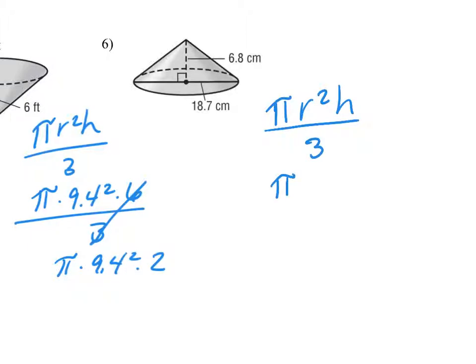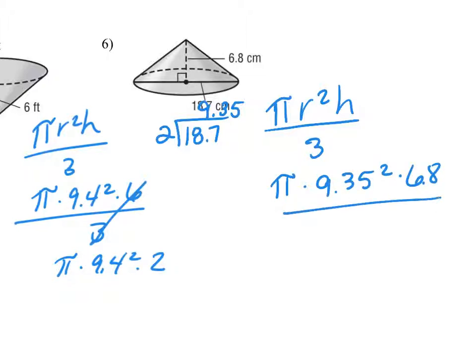Okay, and then this last one is pi r squared h divided by 3. And it's going to be pi. My radius is half of 18.7, so it's going to be 9.35. 9.35 squared. The height is 6.8 divided by 3.